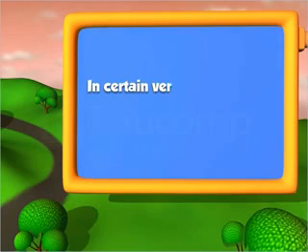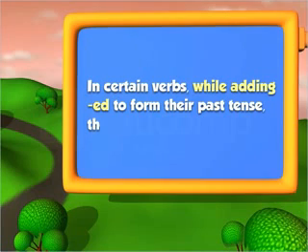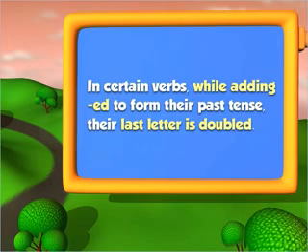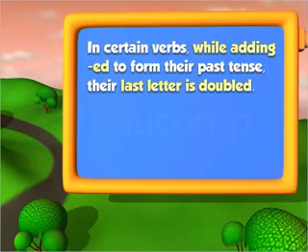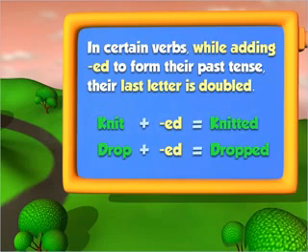In certain verbs, while adding ed to form their past tense, their last letter is doubled. For example, on adding ed to the verb knit, we get the past tense of the verb as knitted. Similarly, on adding ed to the verb drop, we get the past tense as dropped. Notice that in both the cases, the last letters of the verbs have been doubled.